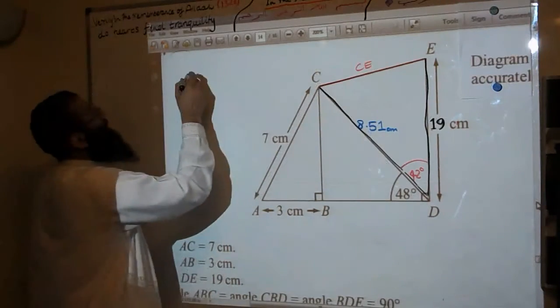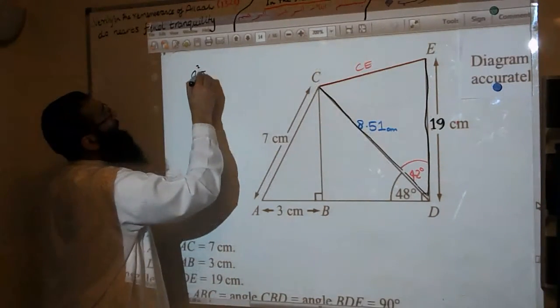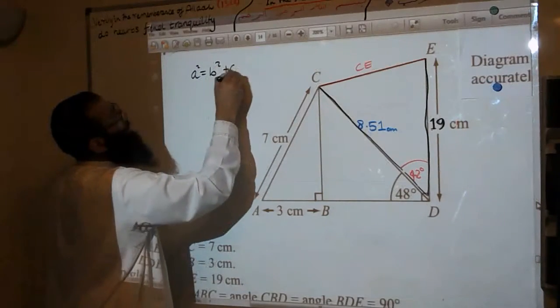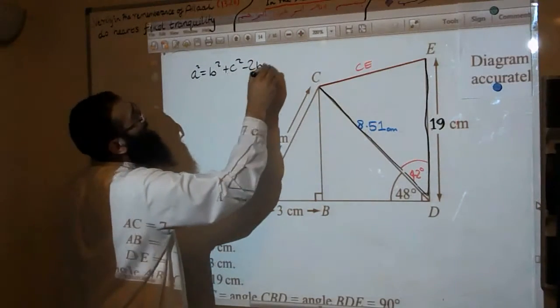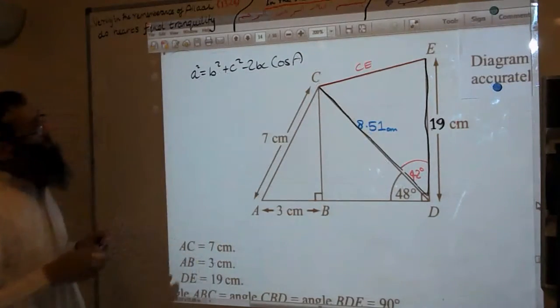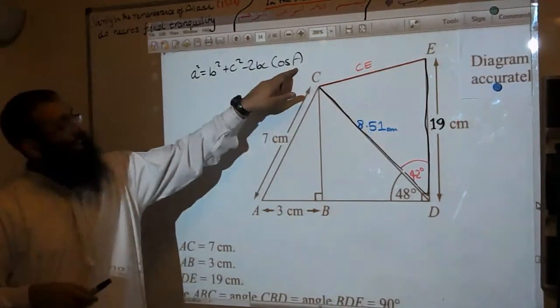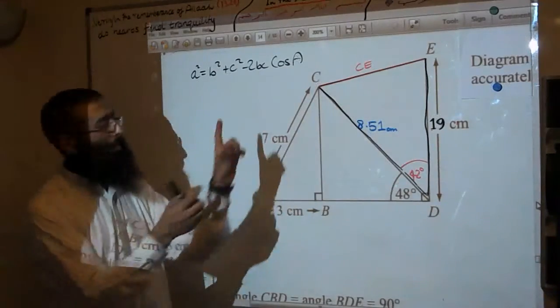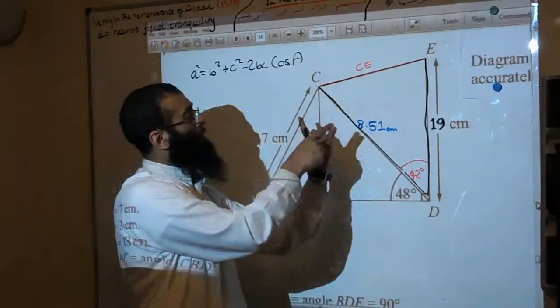So let's write down the cosine rule here. A squared is equal to B squared plus C squared minus 2BC cos of A. Now, what does the A represent? A represents the angle they gave you, which is in between. So the A is the angle here, and these two lengths that you know.